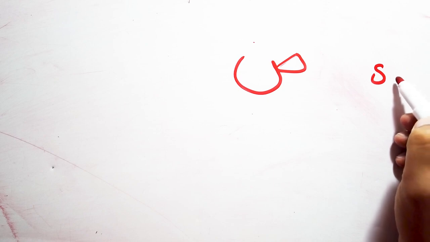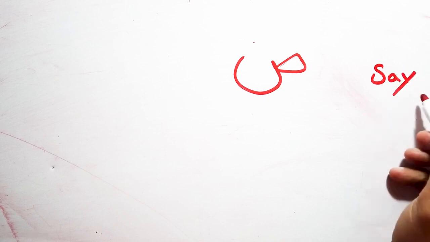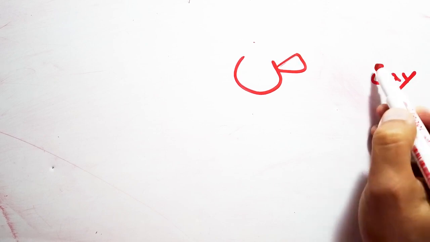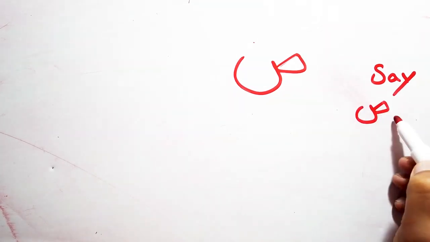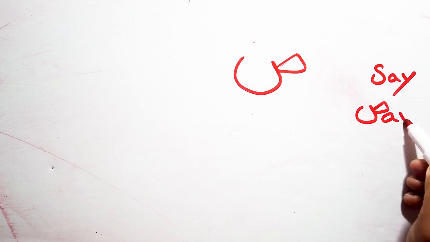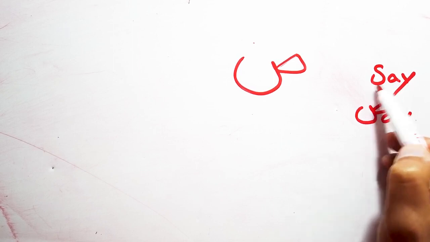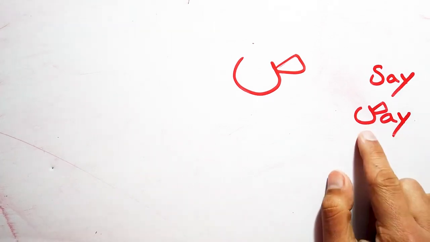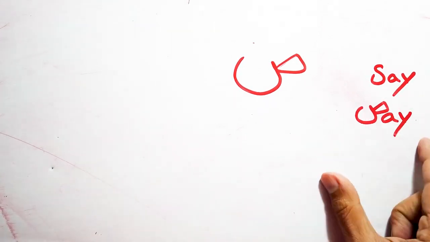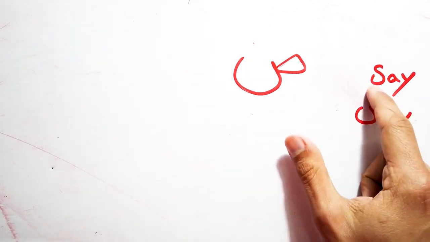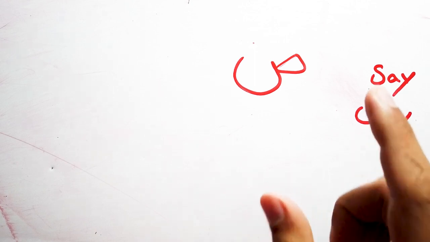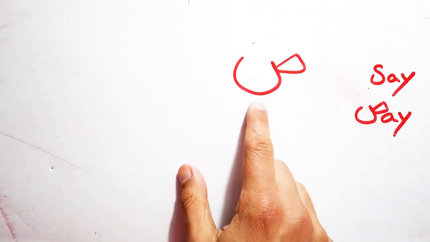For example, let's see this word. This word in English is say. Let's substitute s by so. Okay, so I'm gonna put so and then I will complete the word in English. Here I say say. However, here say, s, su, so. The name of this letter is Saad.